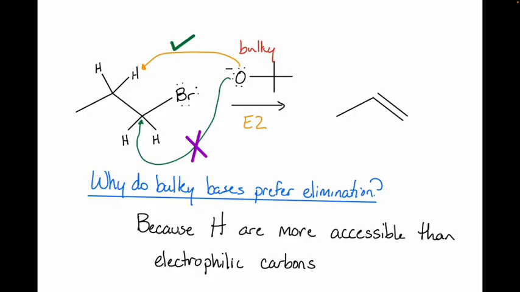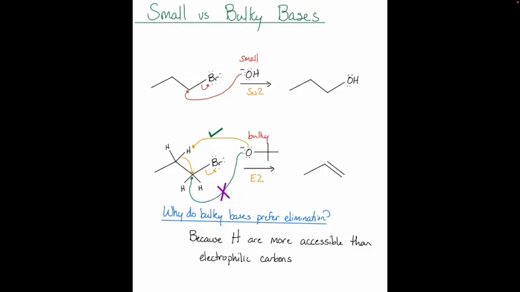I guess I'm going to be good and finish off my E2. That means this pair of electrons comes in, and we kick off our leaving group. All right, so we have this very simple accessibility argument here. Small bases and nucleophiles have an easy time getting to that electrophilic center, so they can have these substitution reactions. Bulky bases do not have an easy time getting to those electrophilic carbons, so they're just going to pluck off one of these hydrogens that are very easy to get to, leading to our elimination product.